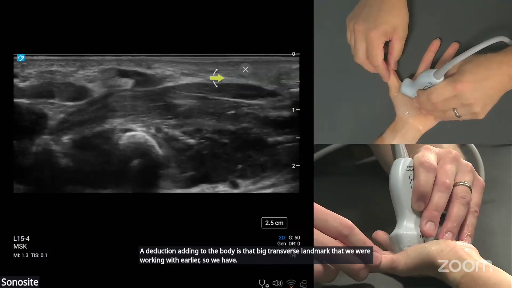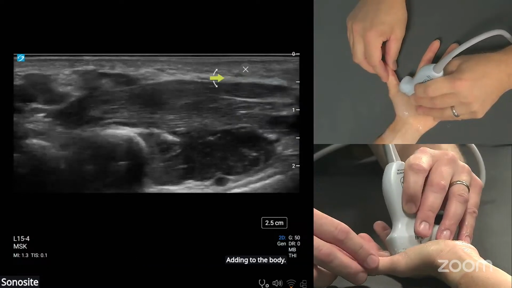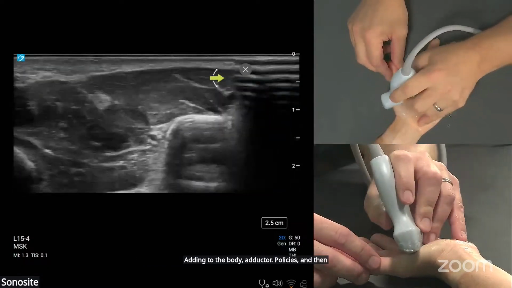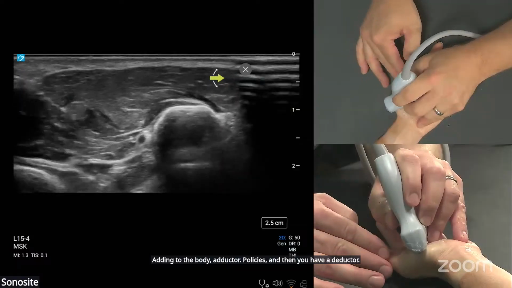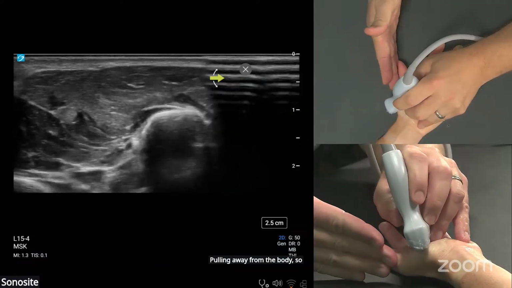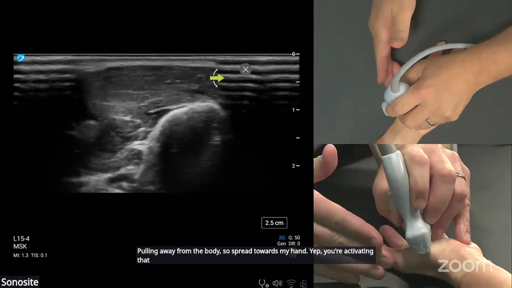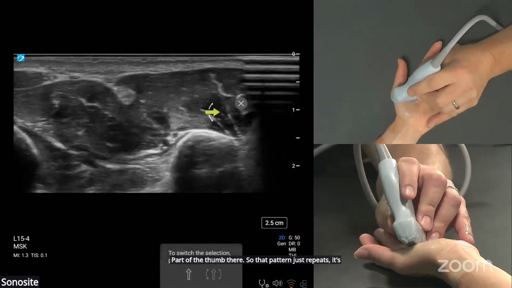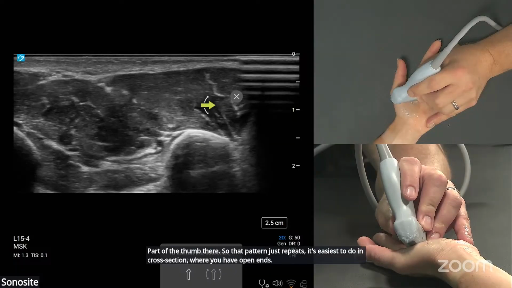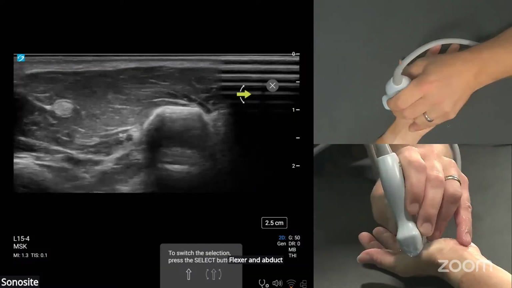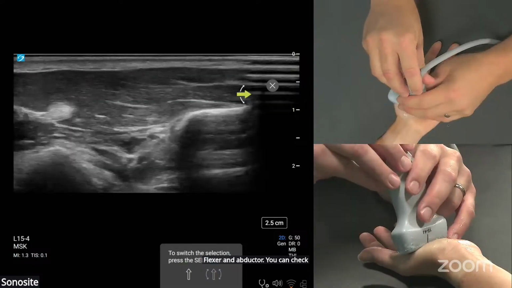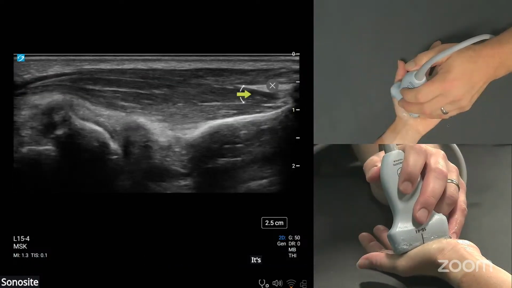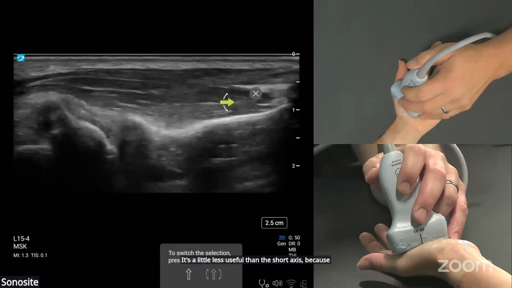So you have adding to the body, adductor pollicis, and then you have abductor pulling away from the body, so spread towards my hand. Yep, you're activating that most lateral part of the thumb there. So that pattern just repeats. It's easiest to do in cross-section where you have open ends, flexor, and abductor. You can check them out in long axis. I just think it's a little less useful than the short axis because you get volume in the short axis.